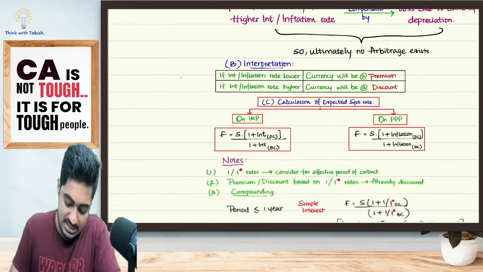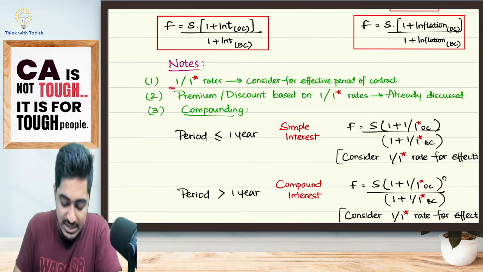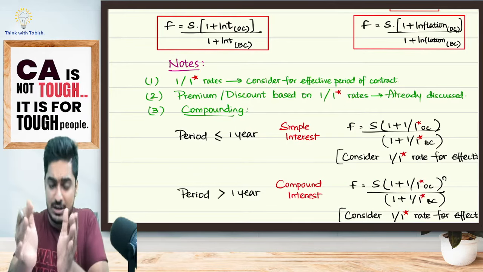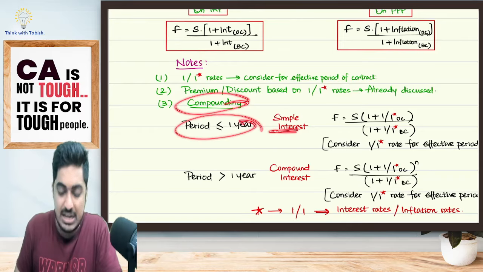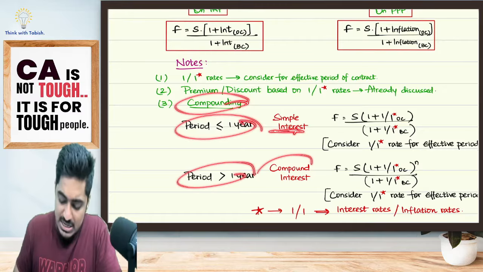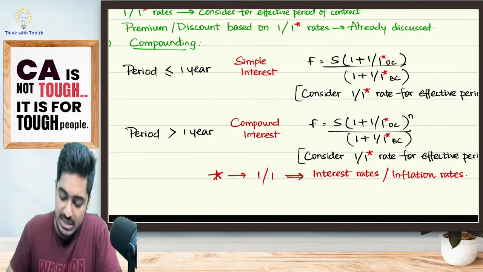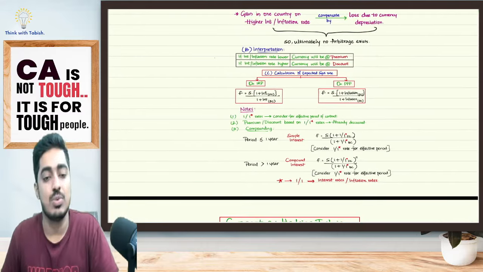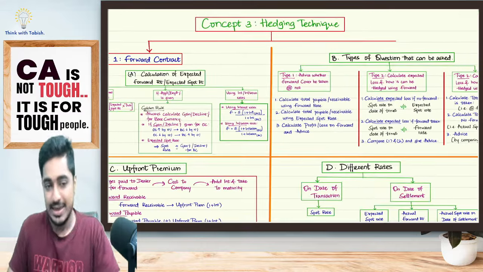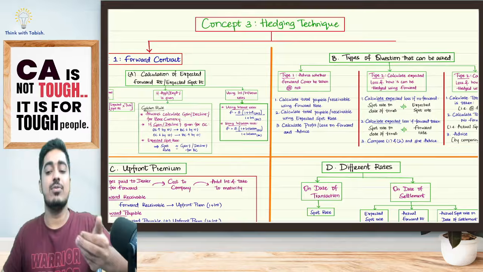Two calculations are there. Now, a simple note: interest or inflation rate I will be considering for the effective period of the contract. If it is up to 1 year, I will consider simple interest. More than 1 year means I will be considering compound interest. Accordingly, we will be doing to the power of n, as simple as that. This concept is over. Very simple. Let the things settle in. We will continue with the next concept.